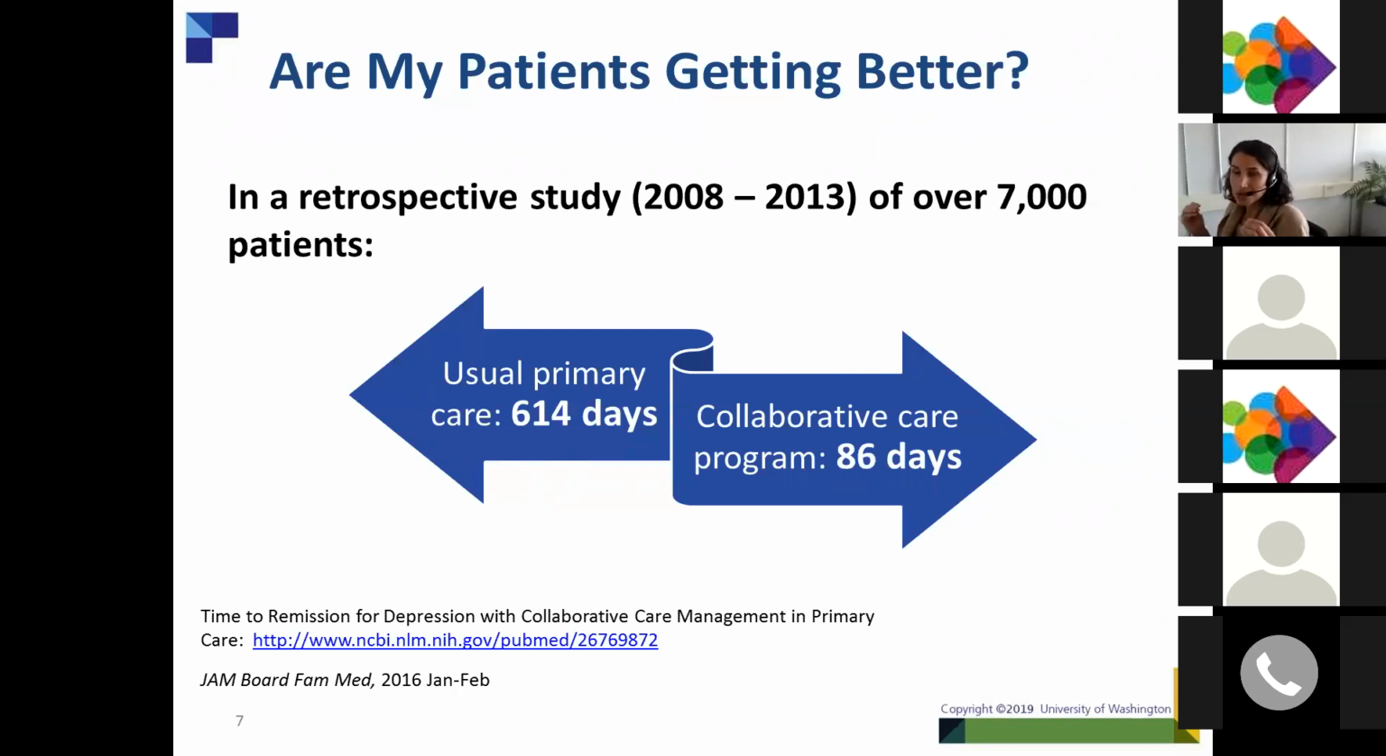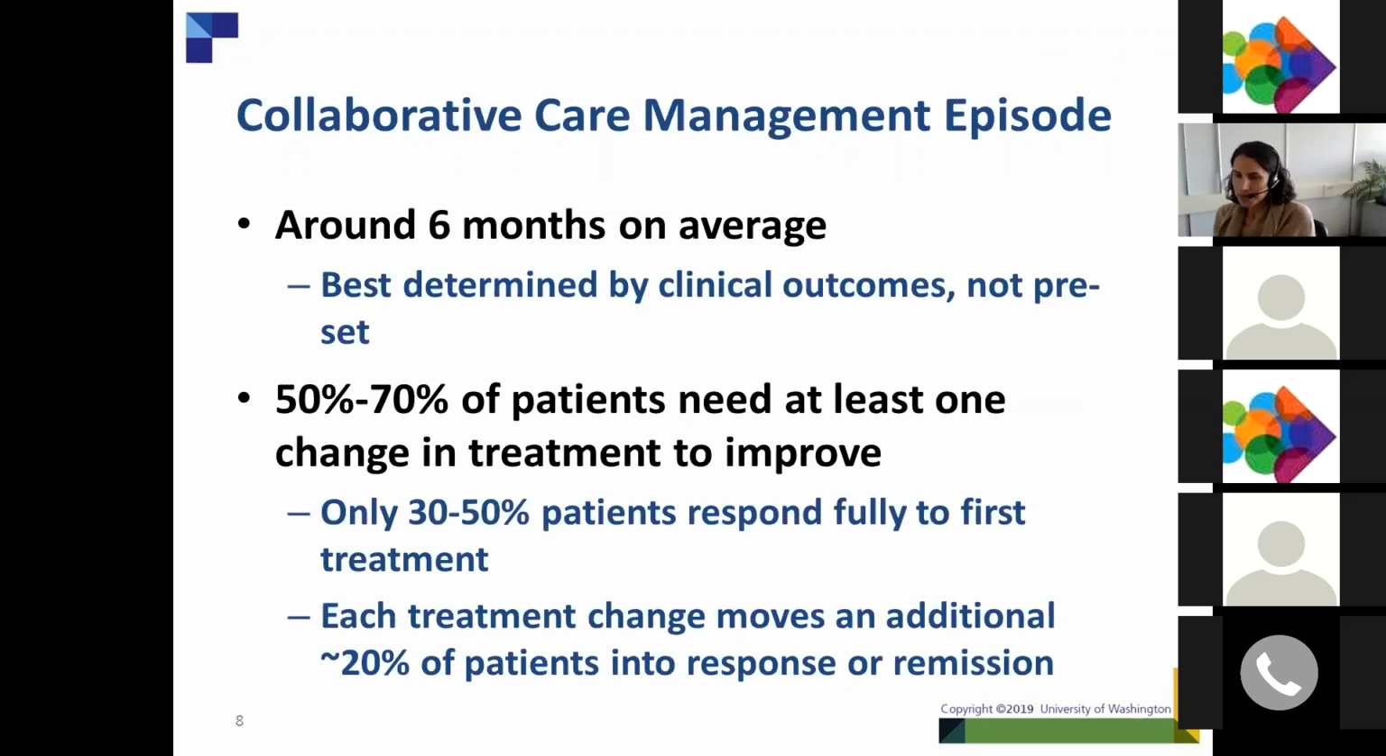When we say time to remission, just so people understand what these terms mean, time to remission means PHQ-9 less than 5. We also sometimes talk about response. That is a 50% improvement in the depression score. When we think about how you manage patients under collaborative care, we usually think of it as being around 6 months on average. Sometimes it can be more or less, depending. But something else that struck me out of the research is that 50 to 70% of patients need at least one change in treatment to improve.